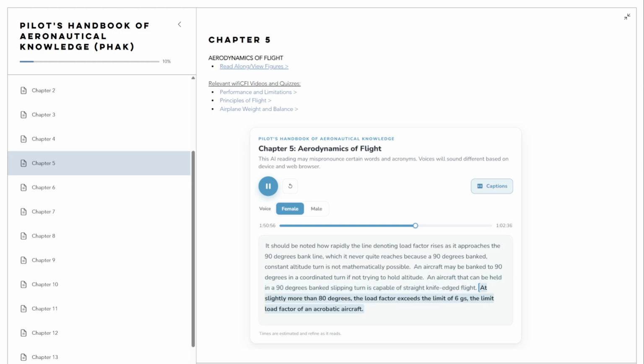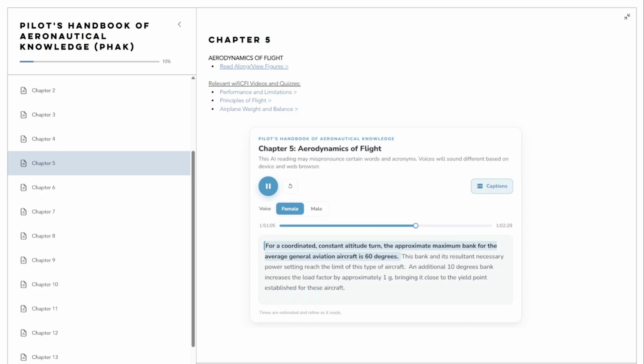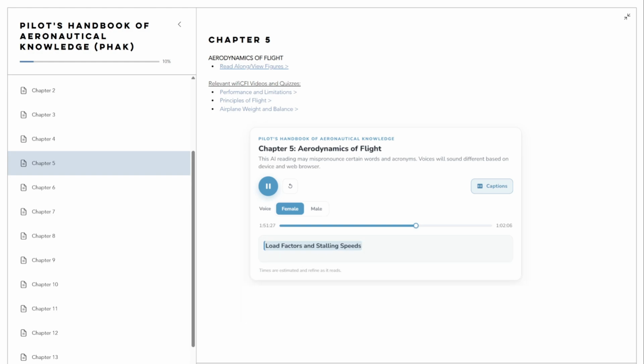At slightly more than 80 degrees, the load factor exceeds the limit of 6 gs, the limit load factor of an acrobatic aircraft. For a coordinated, constant altitude turn, the approximate maximum bank for the average general aviation aircraft is 60 degrees. This bank and its resultant necessary power setting reach the limit of this type of aircraft. An additional 10 degrees bank increases the load factor by approximately 1 g, bringing it close to the yield point established for these aircraft. Load factors and stalling speeds.